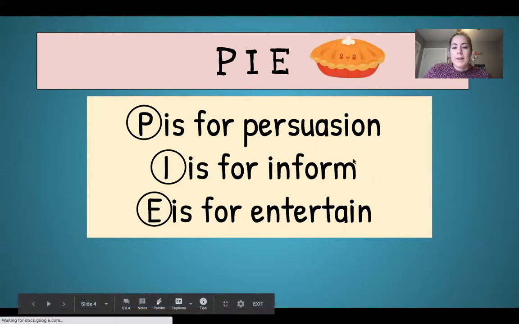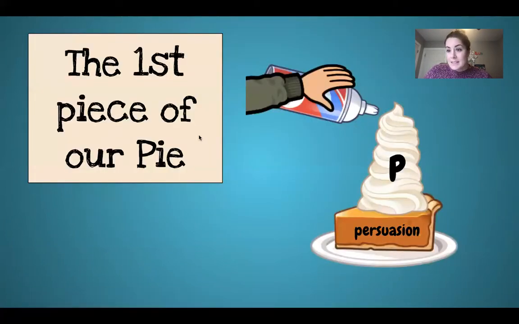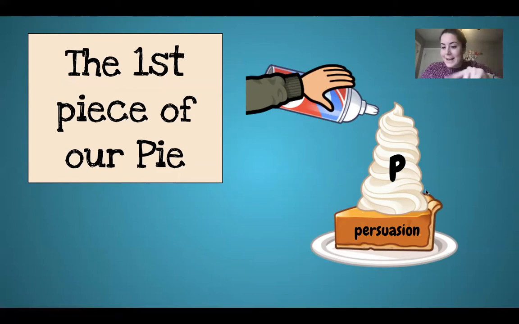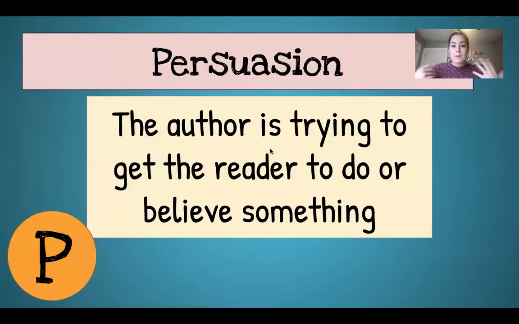So we are going to talk about today the first piece of our pie, the P for persuasion. Yeah, that's my Bitmoji hand, putting a lot of whipped cream on that first piece of our pie, okay? So persuasion, can you say that? Persuasion, persuasion, persuasion. The author is trying to get the reader to do or believe something.